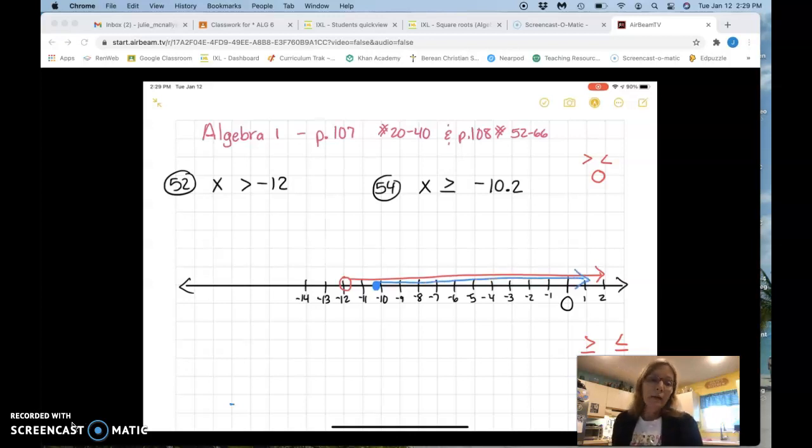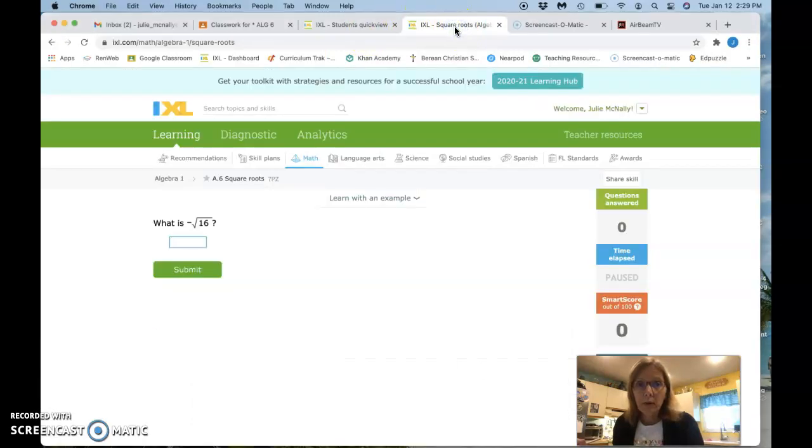So if it's greater than, again, I'm going in this direction. Okay? And even still, I read these inequalities out loud, because if I don't, I get confused about whether it's less than or greater than. So read it out loud and you'll be just fine in plotting these, okay? So now I'm going to switch over to IXL and show you some examples, because some people were having trouble with IXL. So let's look at that.